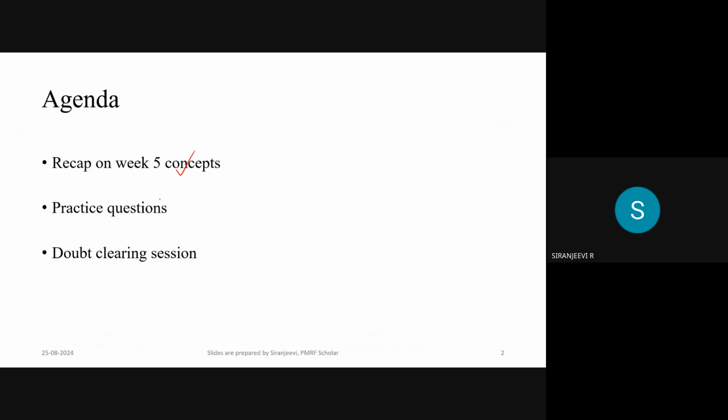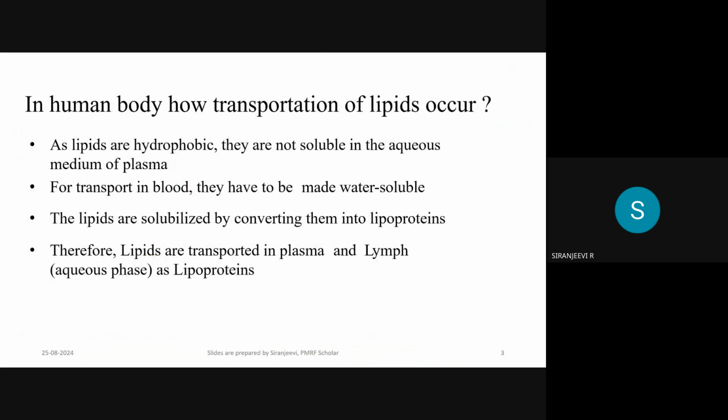Then we'll do some practice questions, and if you have any doubt, we'll do the doubt clearing session. Majorly, how the transportation of lipid occurs is the topic of concern this week, and we'll see how lipids are metabolized inside the cell, for example catabolism of lipids or free fatty acids in terms of beta oxidation. That's what we are going to see in this 1 hour.